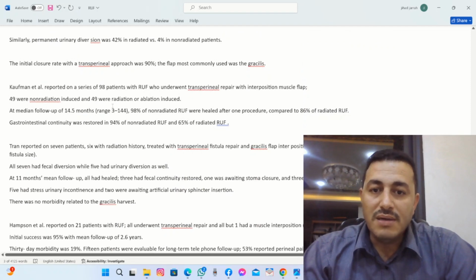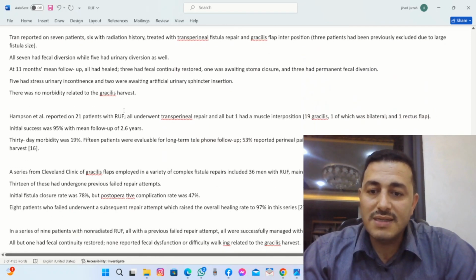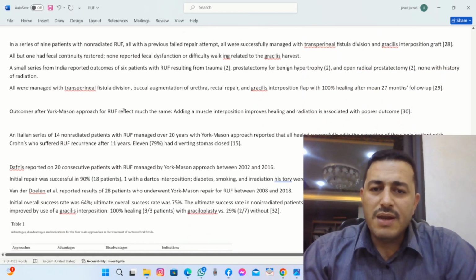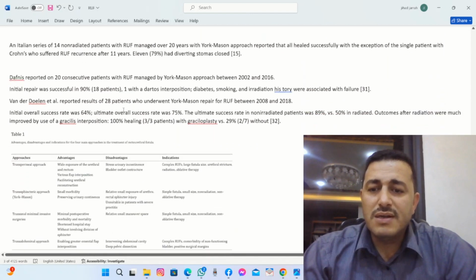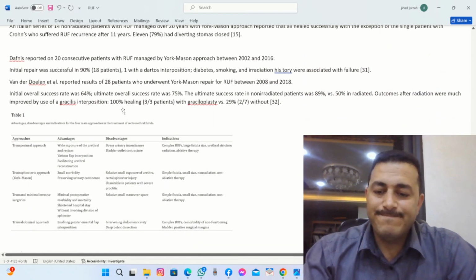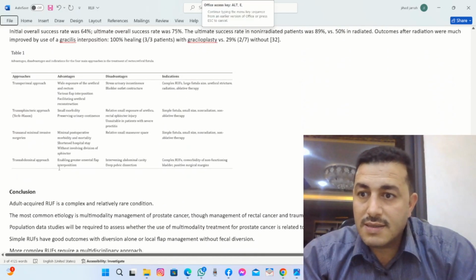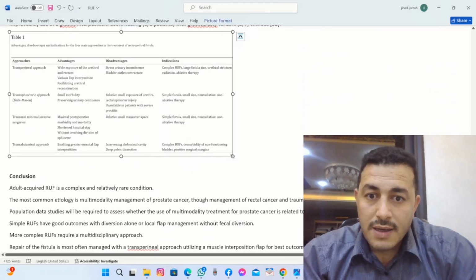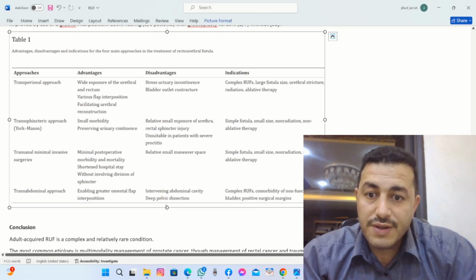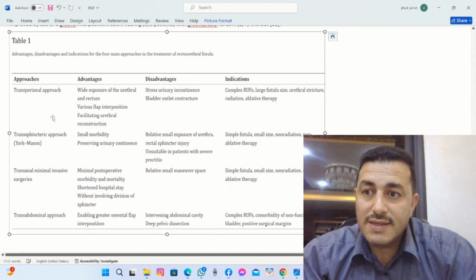I think I will disturb you if I start to discuss these numbers and percentages. Lastly, this is a table that reviews the different approaches with advantages and disadvantages.